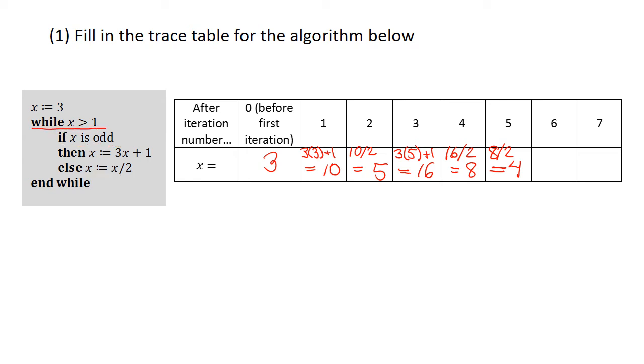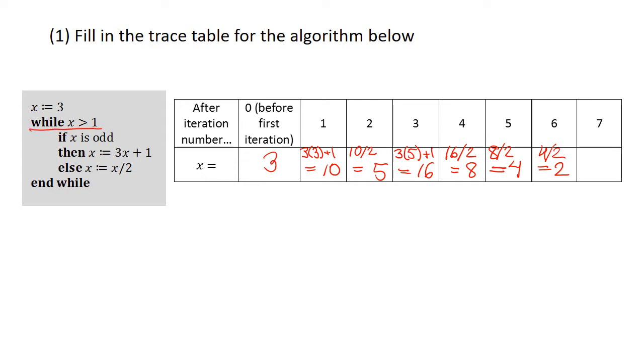So 4 is still greater than 1, so we are going to do the loop. If x is odd, that is false, so we're going to do the else. So x will be x over 2 again. So we're doing 4 over 2, which is 2. Okay, and then one last time, we're going to come up and check the while condition again.